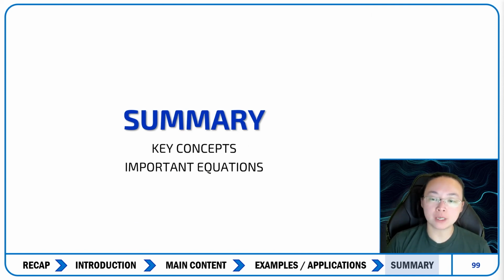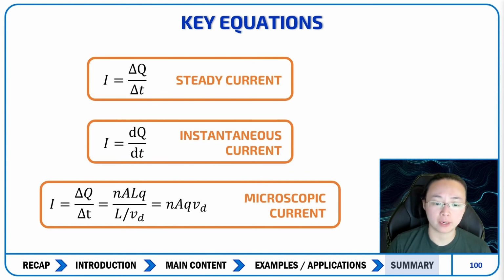Okay, now for a summary. We're going to go through some key concepts and important equations, primarily important equations. Keep in mind when we're talking about current, there can be steady current, which is the macroscopic view of things, and you can look at the instantaneous current, which gives you the microscopic view of things. If we're taking a look at microscopic current, you end up with current being defined as nAqvd, where vd is your drift velocity. Very important concept to know.